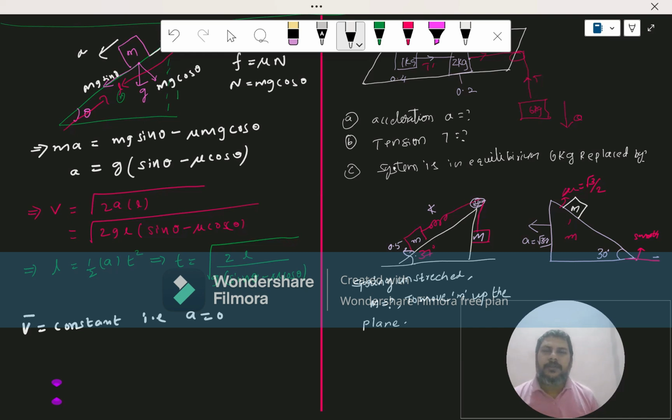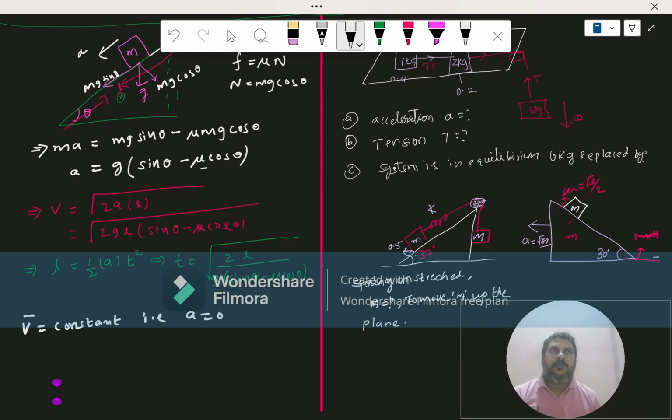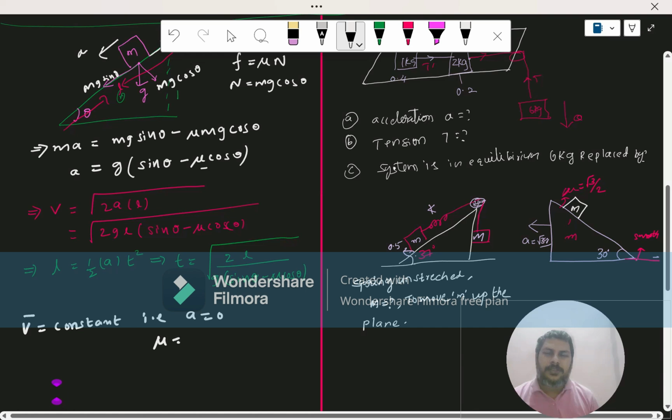How much time is taken to reach the ground? The same formula will apply. T is equal to root over 2L by, here a will become g sin theta alone. Because if you see, where it is moving with constant velocity, mu is tan theta, that means tan alpha equals tan theta. In that case, friction is only equal to mg sin theta, so a is equal to g sin theta only. So where velocity is constant, a is equal to 0, then mu is equal to tan theta.